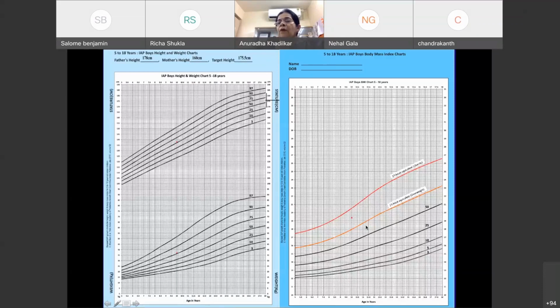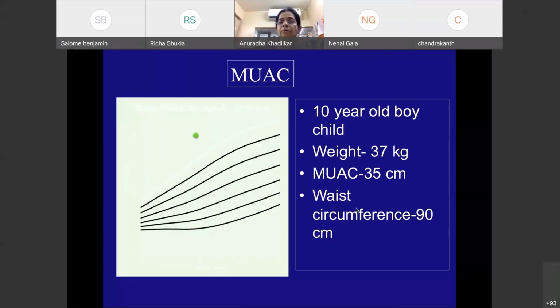Another thing that we have found, especially in boys, is that if a boy comes to you before he actually starts growing tall, which is around 12 years, then you can often get him into shape than if he comes much later. So this 10-year-old boy, you saw that he's in the overweight range. Then we marked his MUAC, which was 35 centimeters, which is quite high.